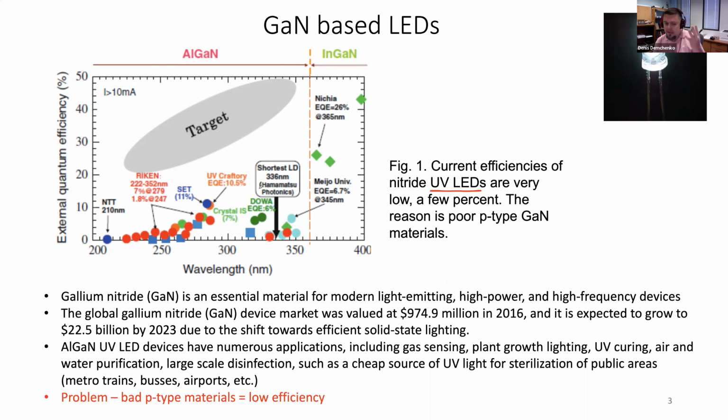And there is a material science problem there. The reason why they're not that efficient is because there is no good P-type material that is gallium nitride based. If people could work out these problems, there are so many applications for these ultraviolet LEDs: gas sensing, plant growth lighting, curing by UV, air and water purification, large-scale disinfection.